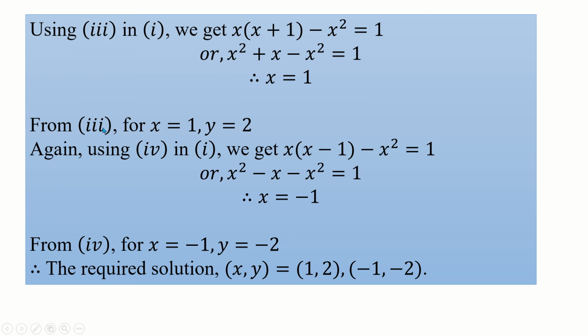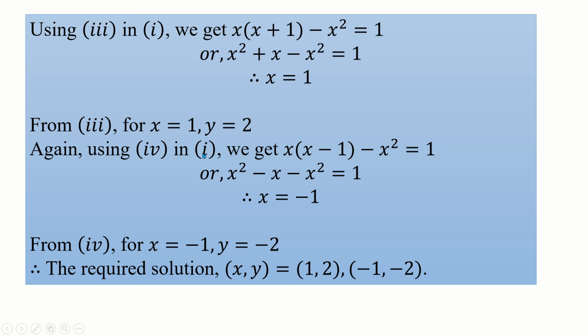Again from 3, for x is equal to 1, y is equal to 2, because equation number 3 was y is equal to x plus 1. As x is equal to 1, so y is equal to 1 plus 1, which is equal to 2.